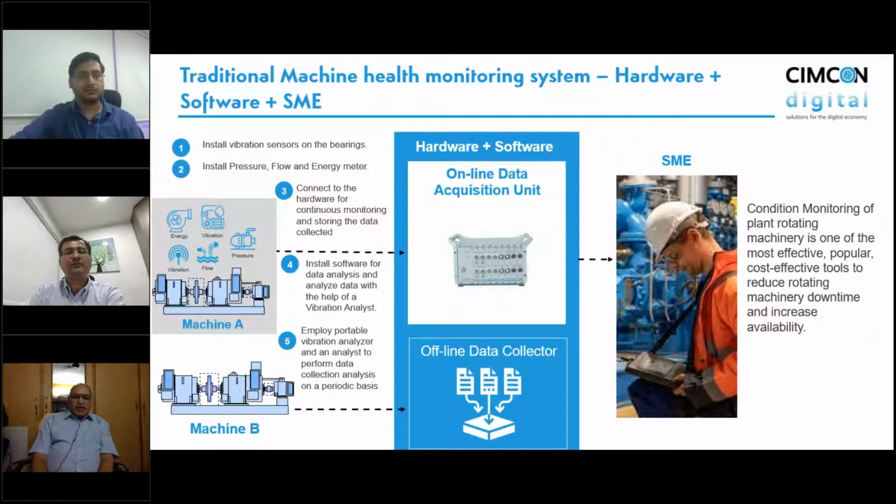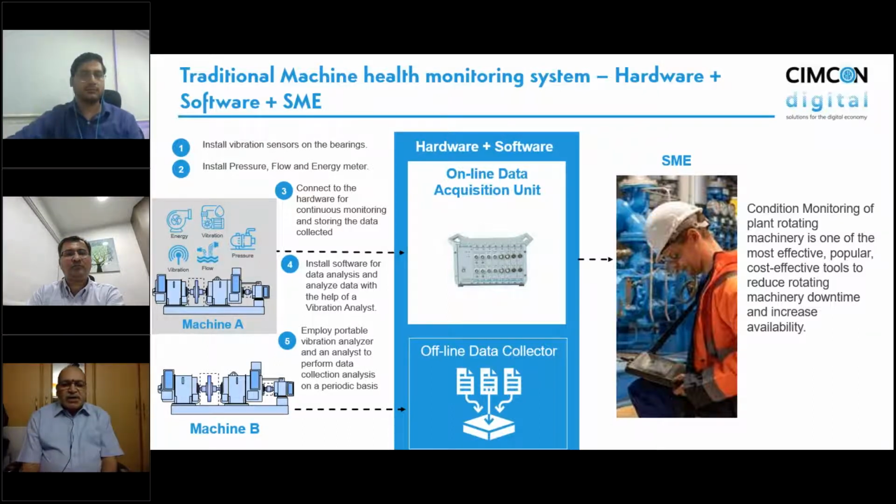So as I told you, the three elements are the hardware, software, and the subject matter expert. Now, this is the traditional way, and even as of now, many organizations are handling vibration monitoring in this fashion. So you have to have all three elements in place in order to get the best output of it, reduce your maintenance costs and increase the machine availability.